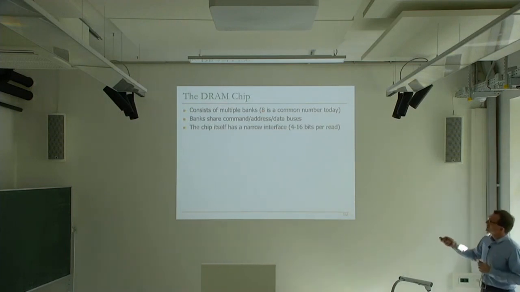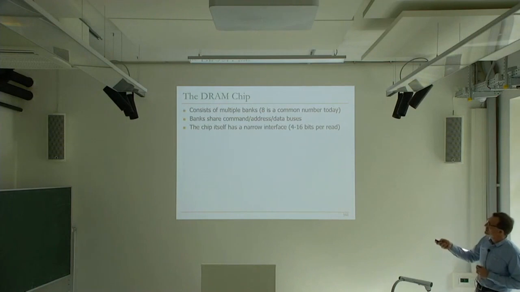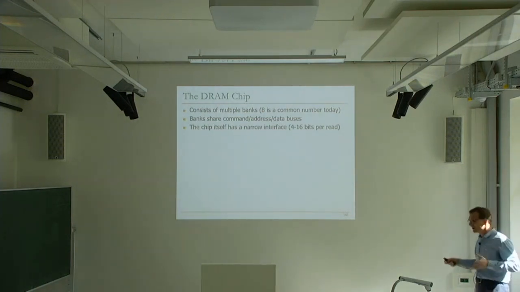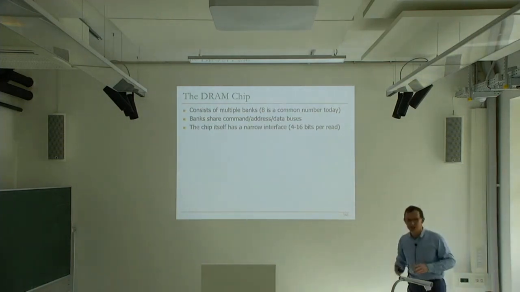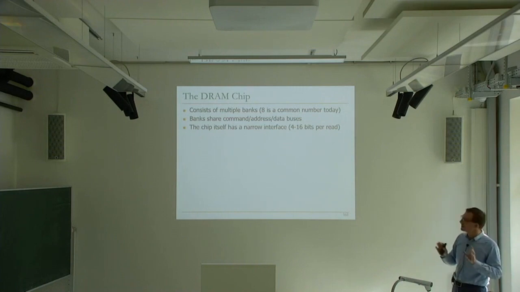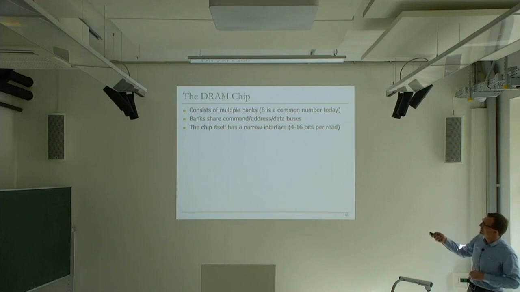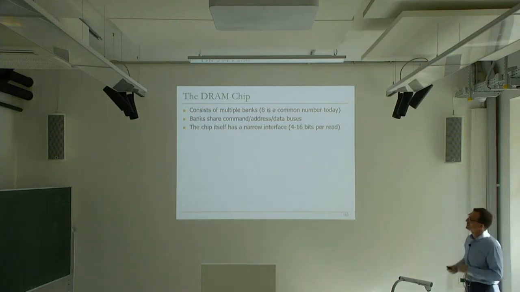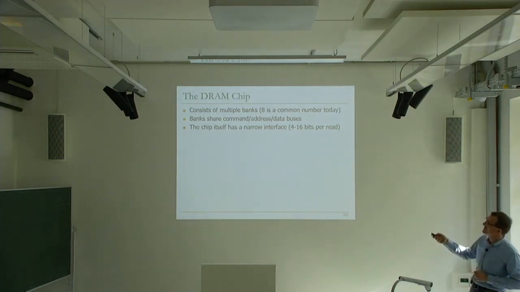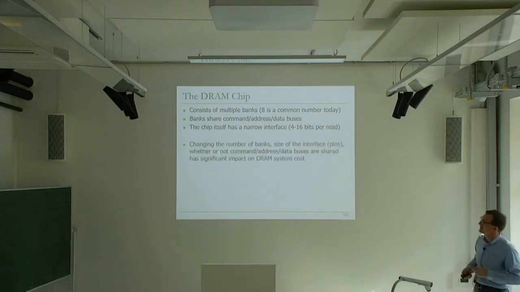Okay, so DRAM chip, now I've introduced the banks. The DRAM chip consists of multiple banks. 8 is a common number today. Actually, it's not true anymore. It's 16 in DDR4, for example. It depends on the technology again, but DDR4 has some other idiosyncrasies. Basically, you enable access to multiple banks in parallel. Banks share command, address, and data buses, as I said. The chip itself is a narrow interface. Basically, you get 4 to 16 bits per read, not a lot.